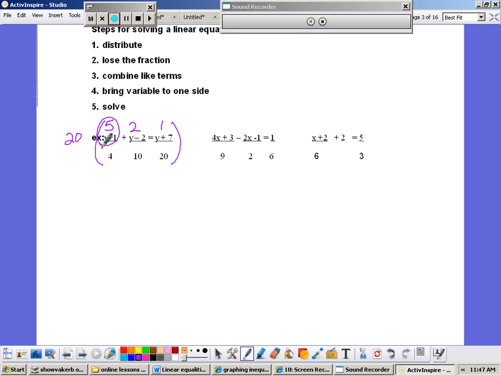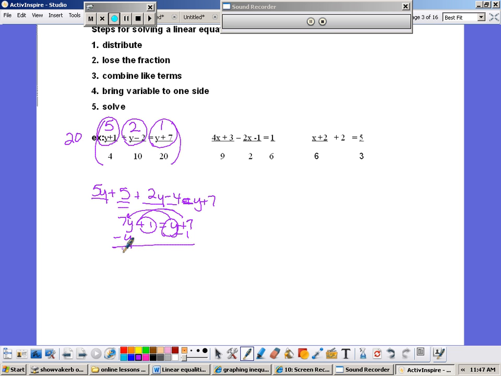So I'm going to multiply 5 times y plus 1 and get 5y plus 5. I'm going to take 2 times y minus 2 and get 2y minus 4. And I'm going to take 1 times y plus 7, and I'm going to get equals y plus 7. I'm going to combine like terms. 7y plus 1 is equal to y plus 7. I'm going to move my y over. I'm going to move my 1 over. 6y equals 6. Divide by 6, y is 1.